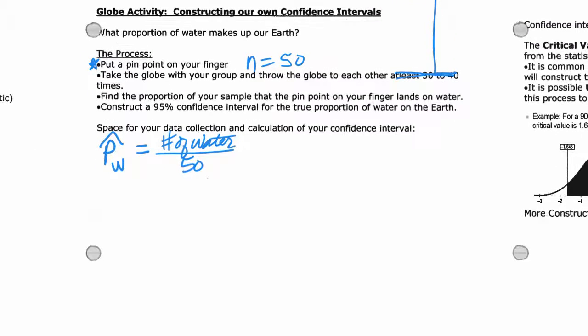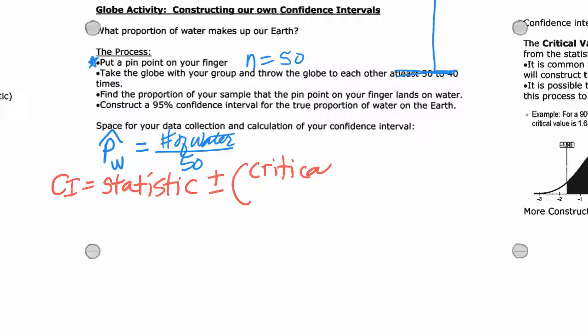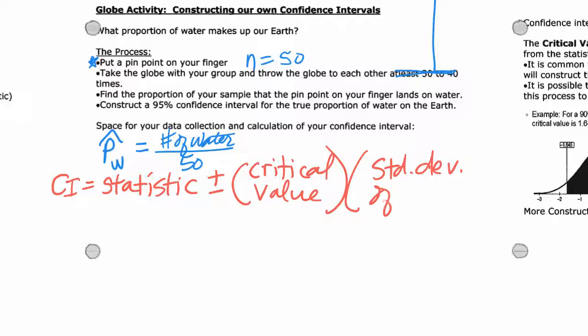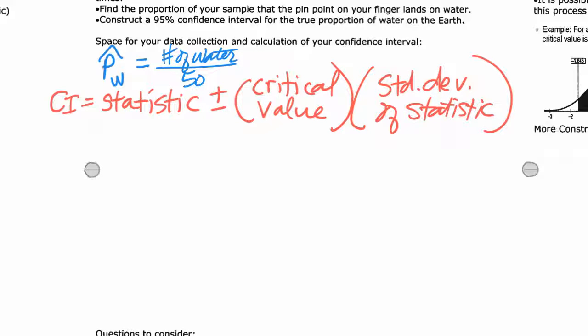Okay, so let me move this away over here. So I'm going to write that out because we're going to break that formula down. So the confidence interval equals the statistic plus or minus the critical value times the standard deviation of the statistic. Okay? So we're going to break down this formula. So this, again, is available right there on your formula chart.